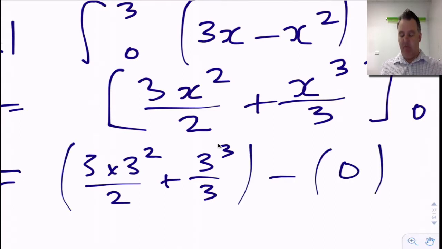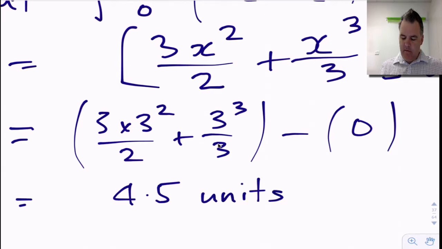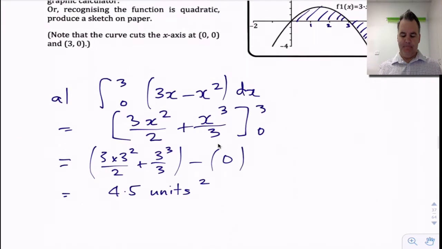Now I think you can see pretty clearly that if I substitute 0 into there, I'm going to get 0. So we get our calculator out, that's going to be 3 squared, 27 over 2 plus 27 over 3, and that works out to be 4.5. So in this case, 4.5 units squared.